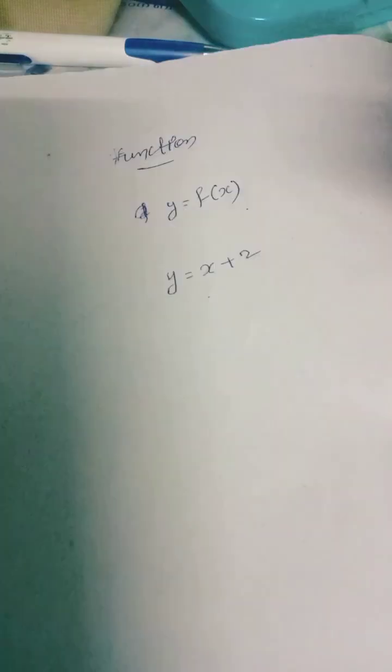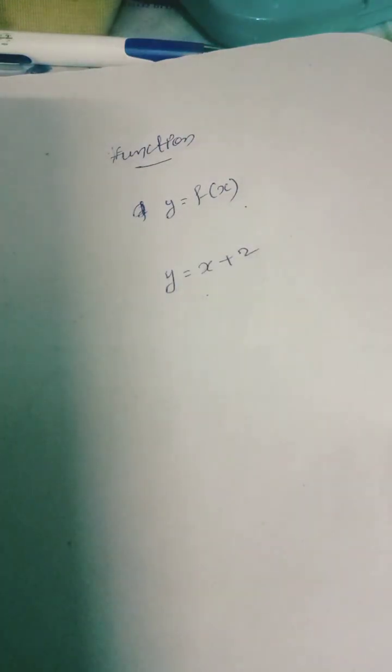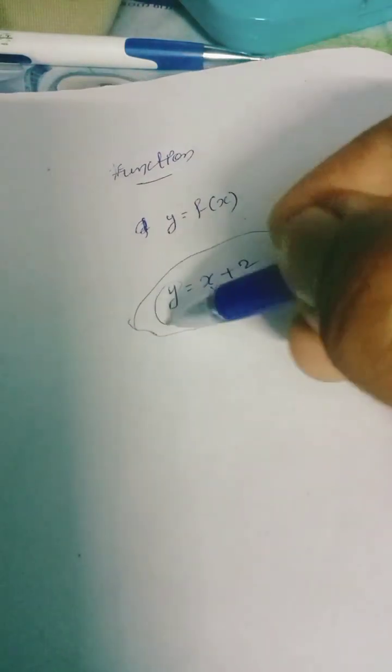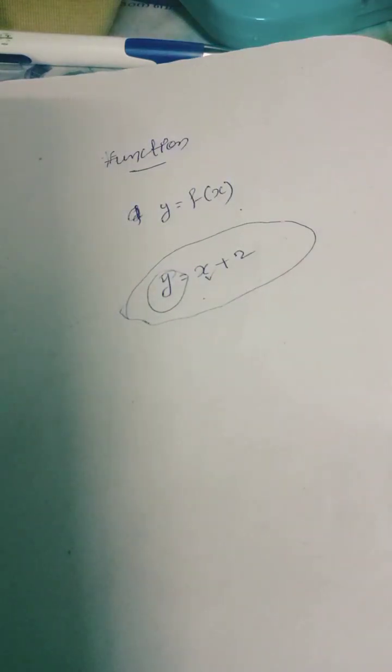For example, y is equal to x plus 2. So here it is showing that y is x plus 2. From this function, from this equation, if we have x, we can get the value of y. A function is showing us some relation. So that is a function.